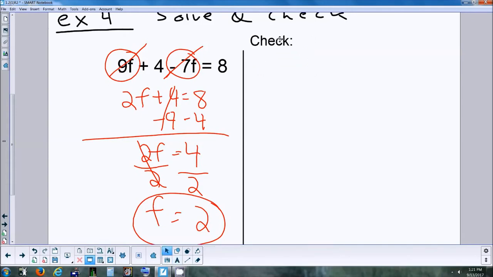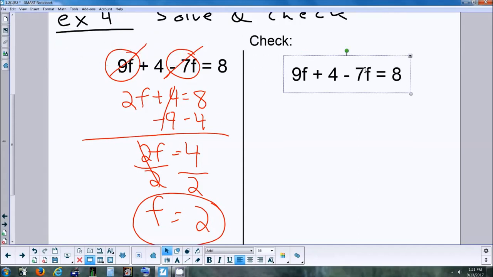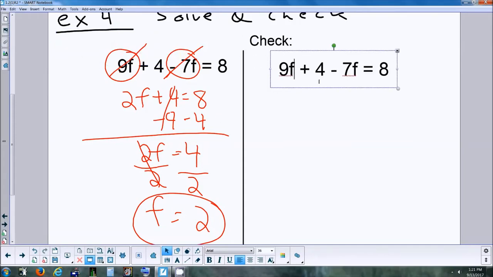Remember how to check it. We're going to check it the exact same way that we checked the other ones. How do we check the other ones? Don't remember? Sophia? You have to put 2 in place of F, so 9 times 2 plus 4 minus 7 times 2 equals 8.